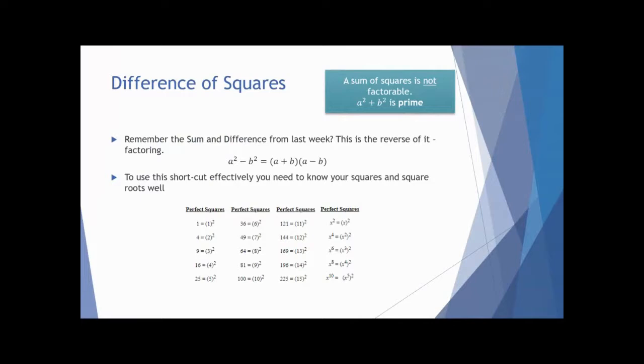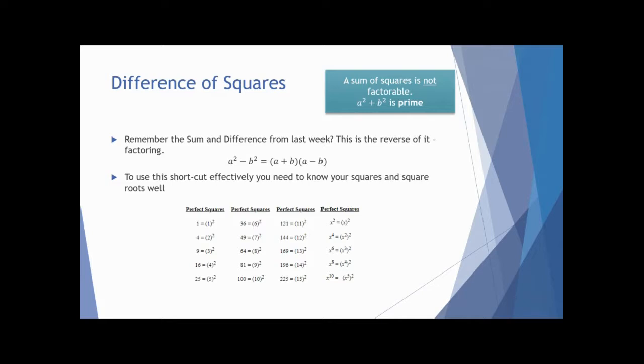So what is the difference of squares? Last week we talked about shortcuts for multiplying, and we had the sum and difference, where you had something plus something times something minus something. The difference of squares is the reverse of that. It's where you have the result and now you're factoring, breaking it up into the multiplication parts. So that is a squared minus b squared. It's a difference, subtraction, and the two things are squared, hence the name.